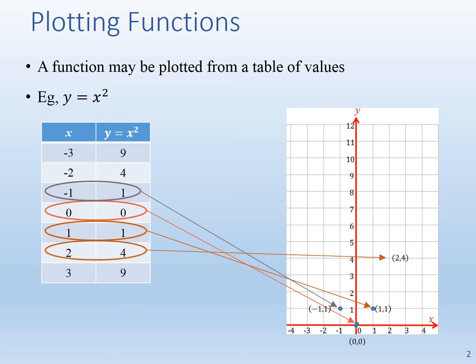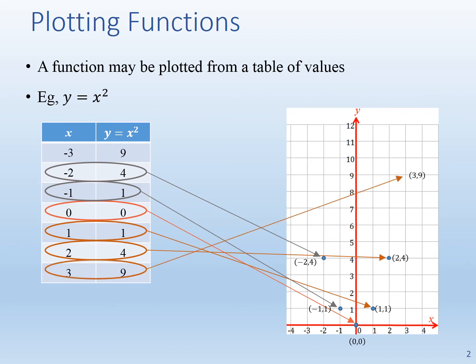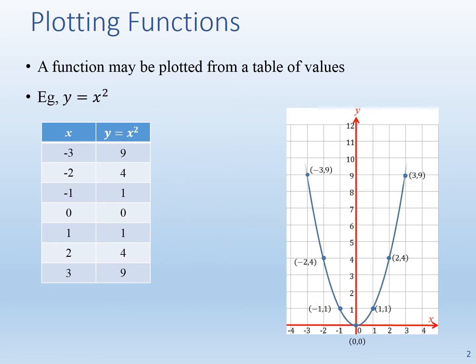Now plotting the point 2, 4, which means we go across 2 and up 4. And the point minus 2, 4, which means we go across 2 to the left there and up 4. The point 3, 9 is shown there. We go across 3 and up 9. And the point negative 3, 9 means we go left 3 and up 9.